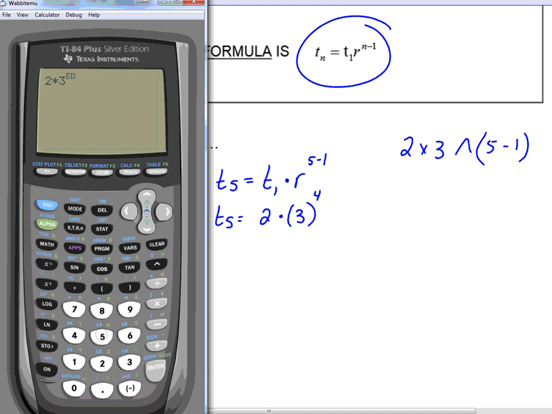With this calculator here, if it automatically just raises it, then you can just type in 5 minus 1 and you're good to go. And that's 162. Notice that you can't go 6 to the power of 4. You can't multiply these first and then raise it to the exponent.